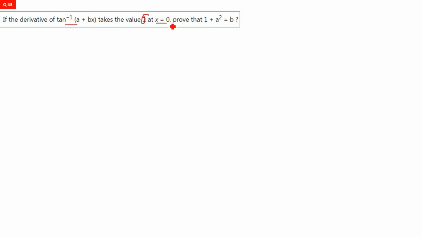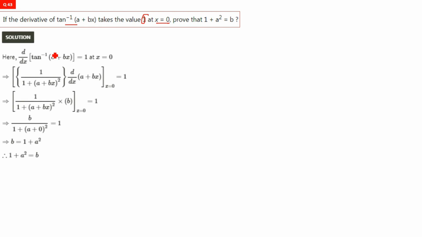Now, at x equals 0, the differentiation of this particular thing will give you some value, and that value has to lead to the last one, 1 plus a square equals b. The better way is to solve it normally. d by dx of tan inverse is 1 by 1 plus the content square, that is (a plus bx) whole square. And then the differentiation of a plus bx will also be done, because this is what we call the chain rule. So d by dx of a plus bx: a is 0 and x is 1, so we get b. This is your final differentiation.